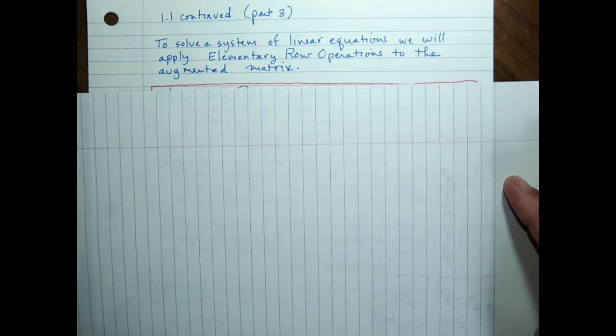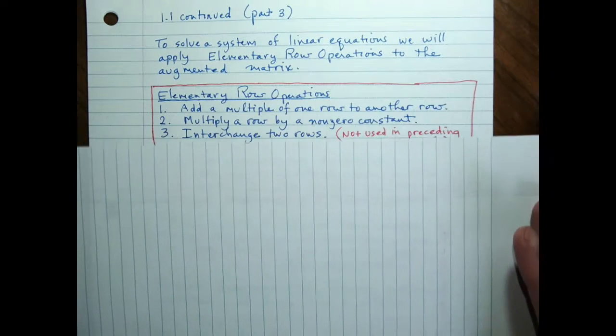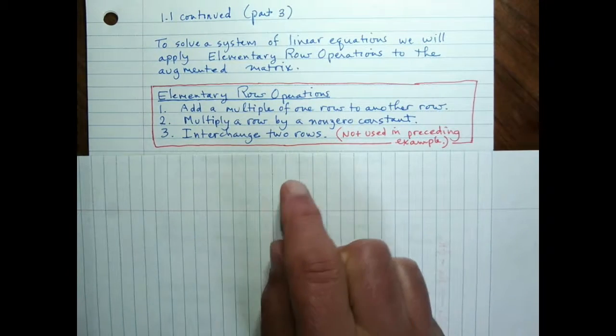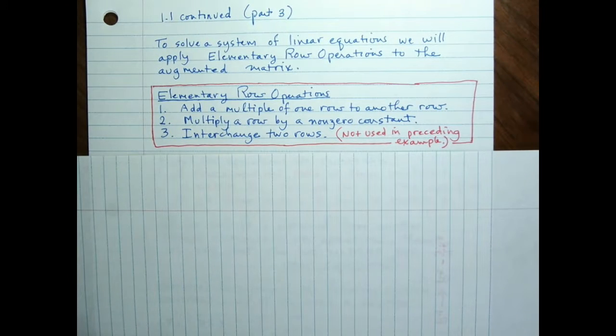To solve a system of linear equations, we will apply elementary row operations to the augmented matrix. That's exactly what we did in the preceding example. There are three elementary row operations. One is adding a multiple of one row to another row. The second is multiplying a row by a non-zero constant.